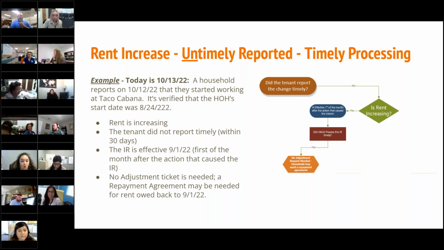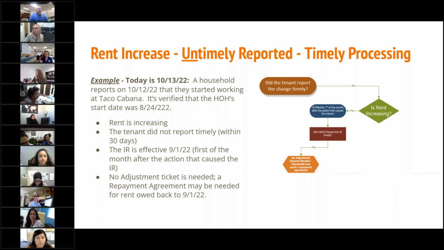Here, there's still no adjustment ticket. The resident's responsible. And when that cert hits the ledger, you're going to see all these additional rent charges that are reflecting that new job. We may need a repayment agreement if they can't pay it off all immediately.